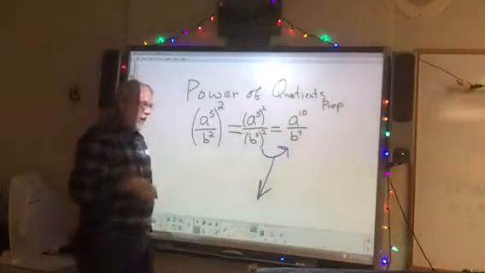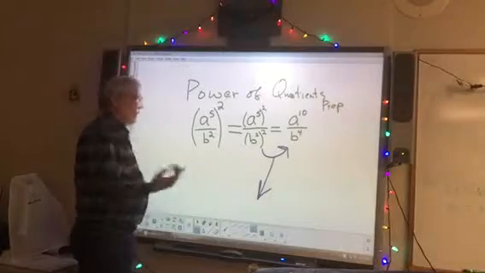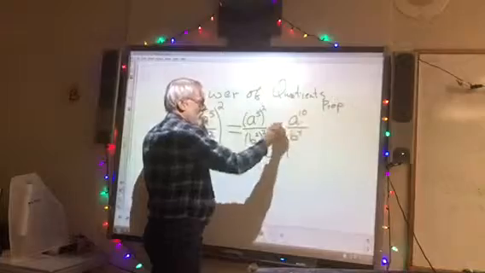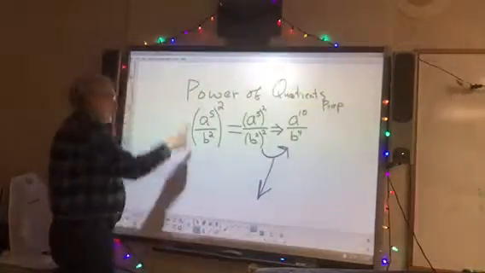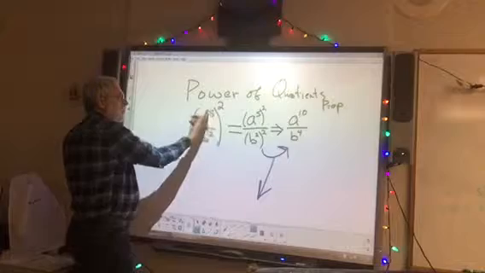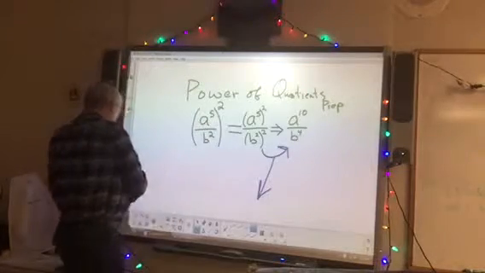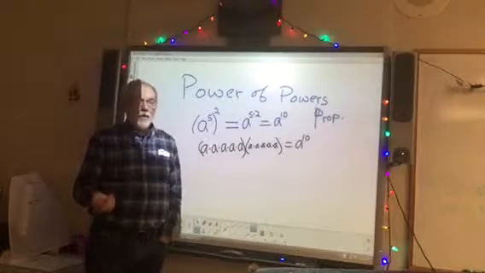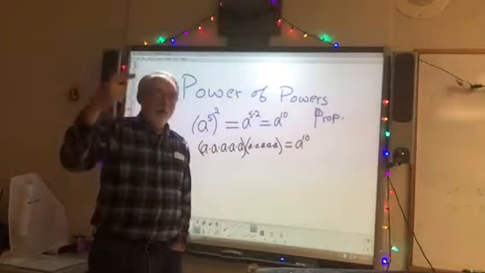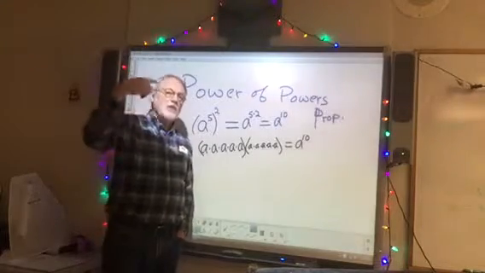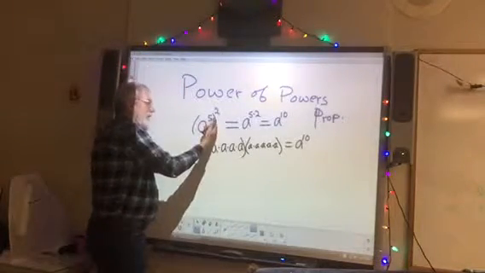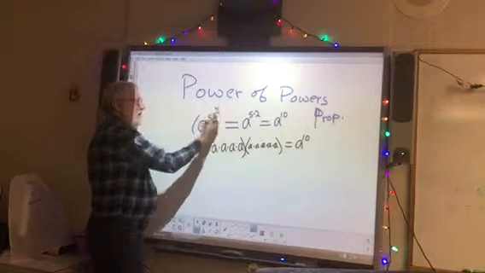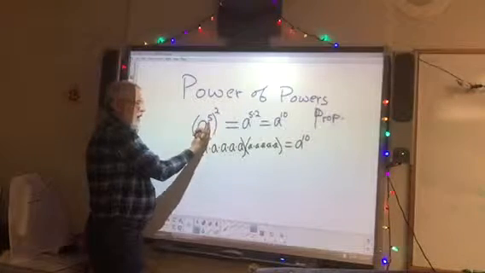And then we go back to a different rule that I haven't given you yet, which is what ends up giving us this right here. So this is called the power of a quotient property. I'm going to go back and forth. So this is called the power of powers property. The power of powers. That is raising an exponent to an exponent. That is raising this power to this power. A to the 5th raised to the 2nd power. So that's the power of a power property.